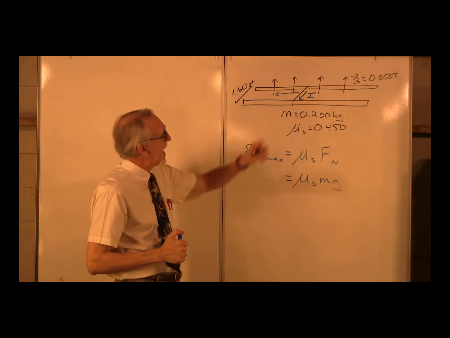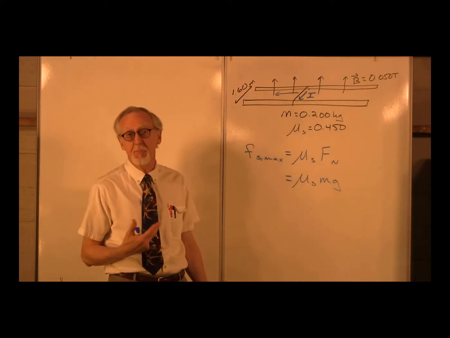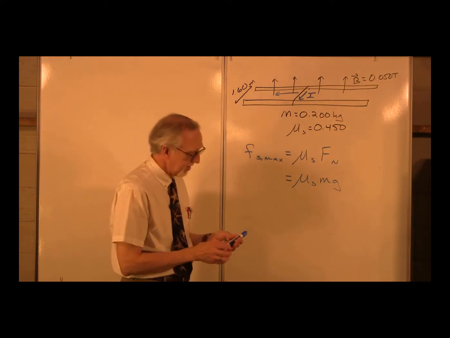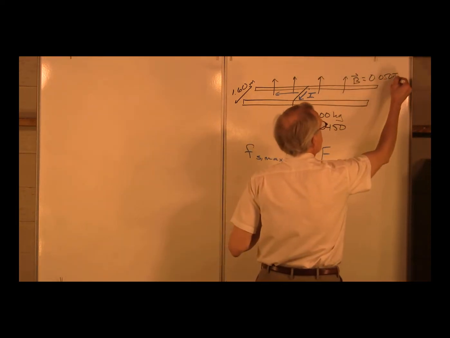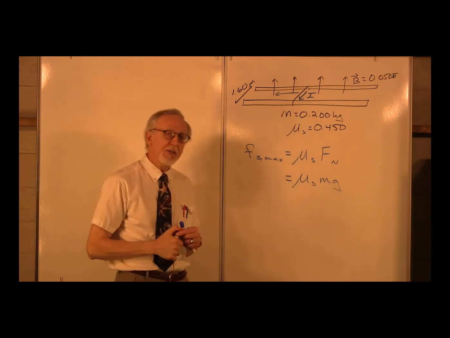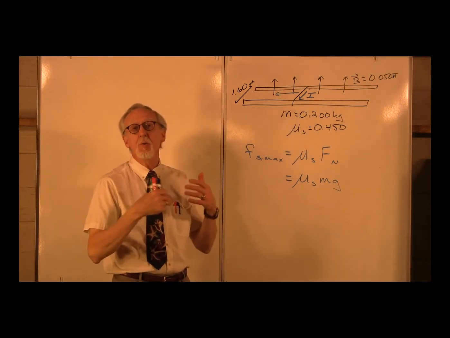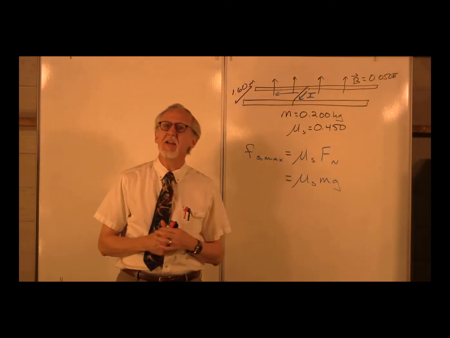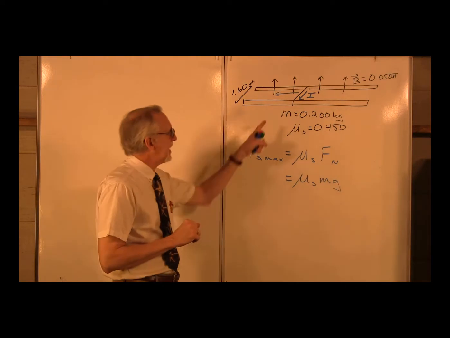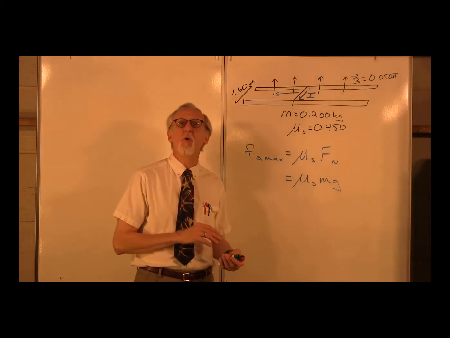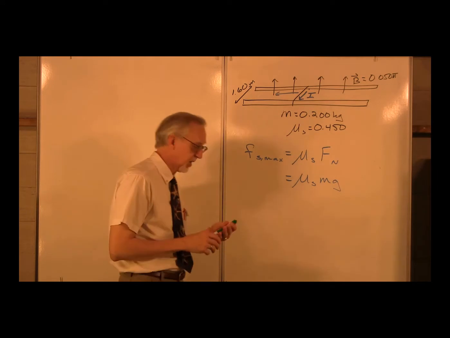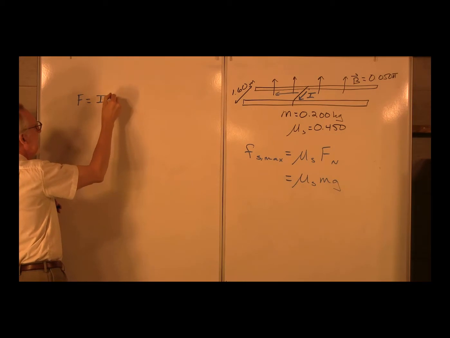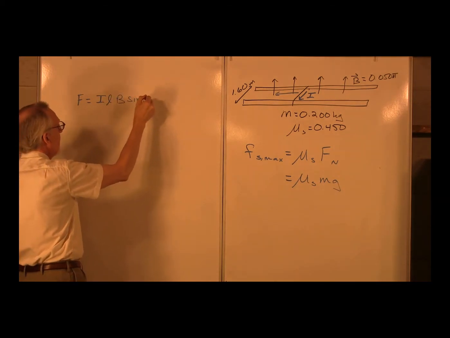My question is then, how much current do we have to have in the bar if the magnetic field is 0.0500 Tesla, let's make that 3 sig figs? How much current do we have to have in the bar so that we have enough magnetic force acting on it to start the bar sliding down the rails? Well, what's the magnetic force? We know the force on a wire, on a current, is F equals ILB sine theta.